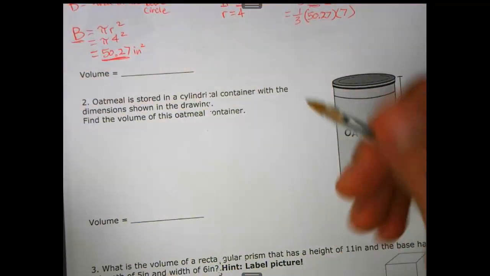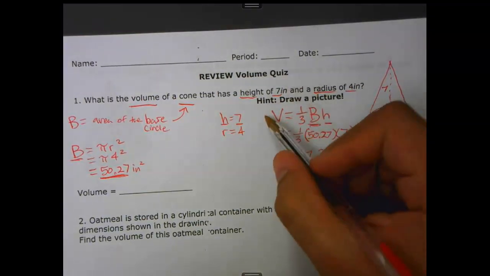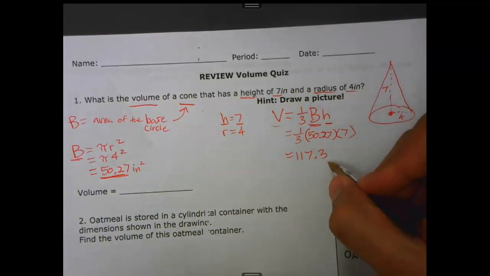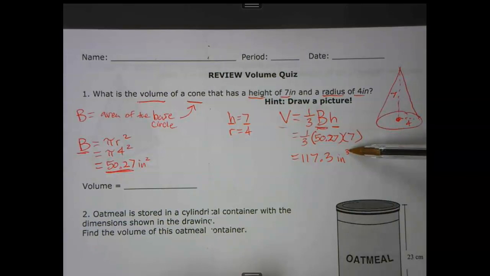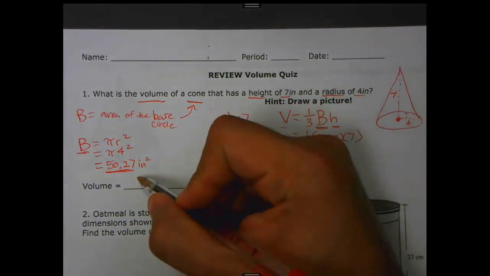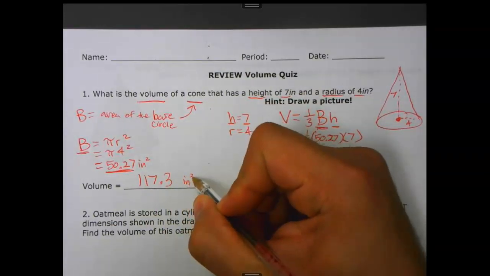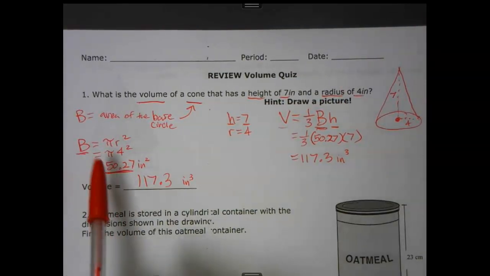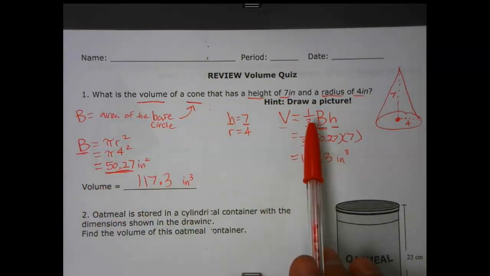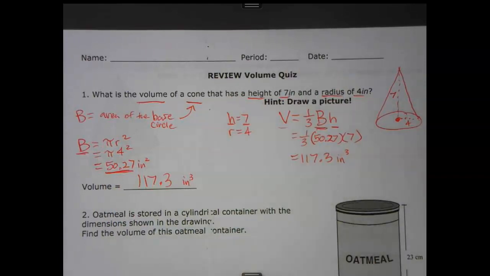So I got 117.3, and since this is volume, it's going to be inches to the third power. Volume is 3D, so the power is 3. So 117.3 inches cubed. Cool. On your quiz tomorrow, if I give you a different height and a different radius, can you find first big B using pi r squared, and then 1/3 that big B times the height they give you? That's it.